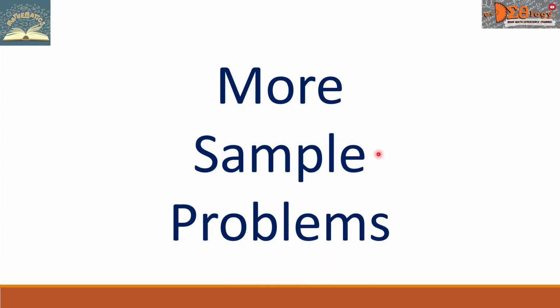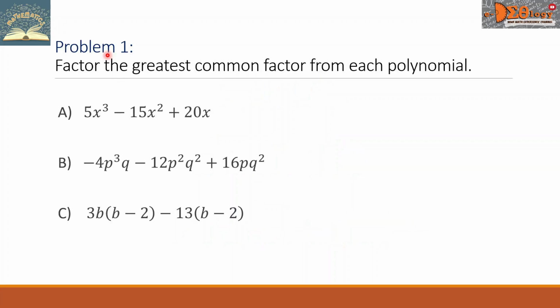Let us have more sample problems. Problem 1. Factor the greatest common factor from each polynomial. We have here three expressions. Let's begin with A. 5x cubed minus 15x squared plus 20x. Note that we have here three terms, or this is a trinomial. Let us now identify the GCF, or the greatest common factor. Note that the GCF is 5x. Then we write the trinomial factor.